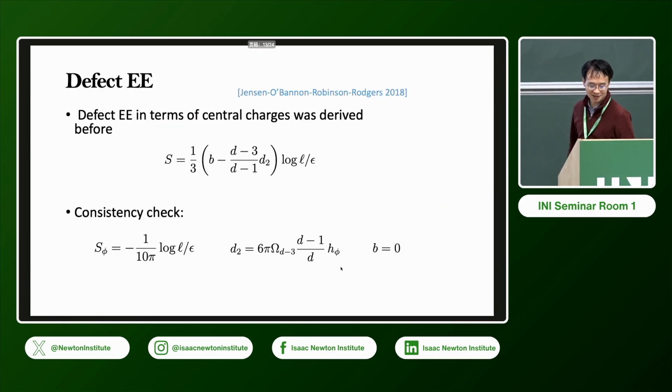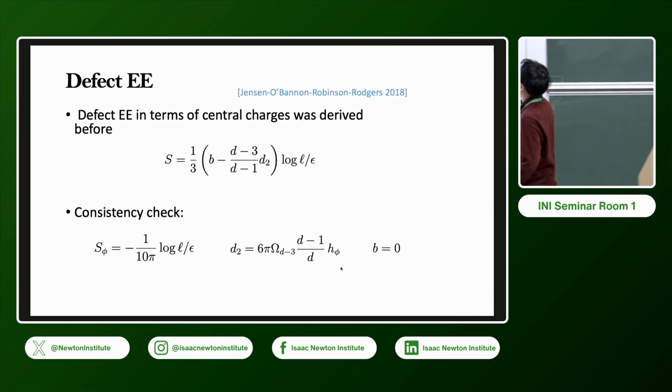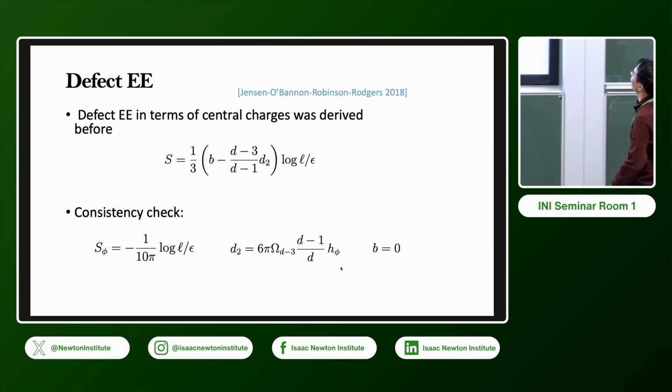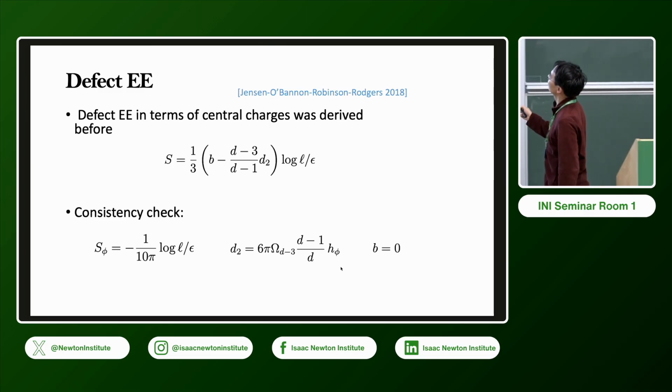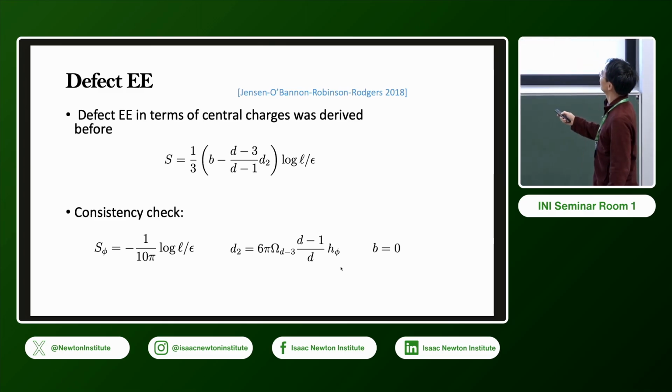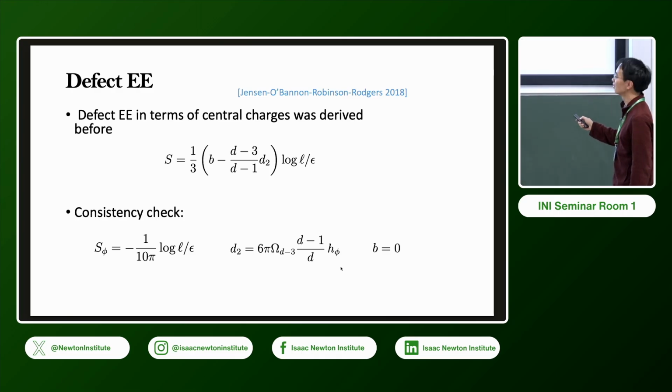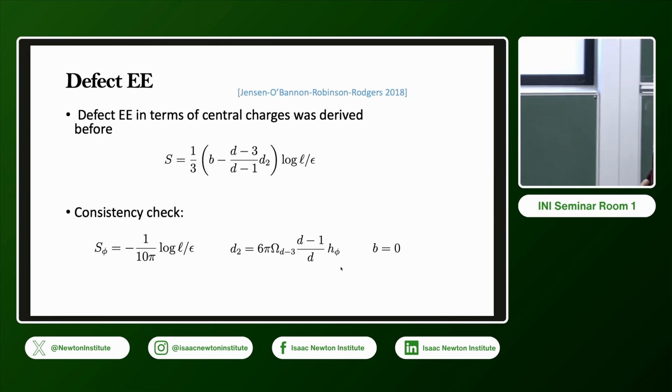So how do we know this is correct? Very fortunately, there's already a known formula, worked out by Andy and collaborators in 2018. They proposed that the defect contribution, in particular the surface defect contribution to entanglement entropy, is determined by the central charge in this way. So let's test the consistency.